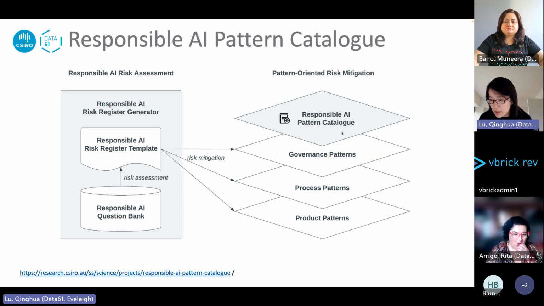The main purpose is to ensure the trustworthiness of the development process of AI systems. And the third group is product patterns. Those product patterns can be viewed as components or product features of the AI system. By using the product patterns, we can build responsible AI by design into the architecture of the AI system.